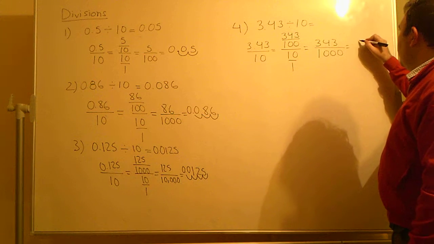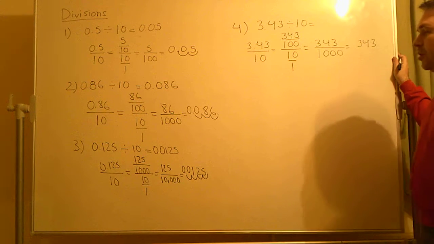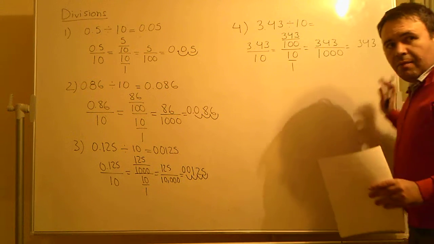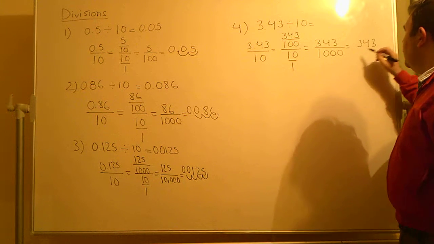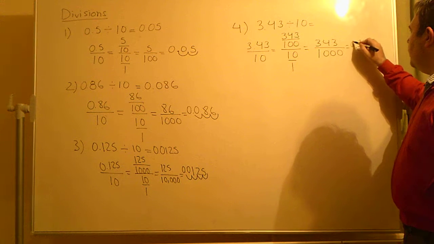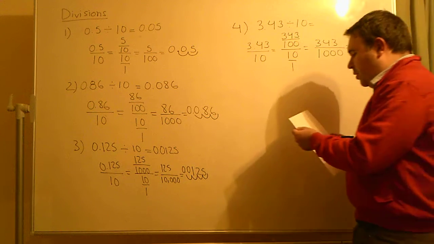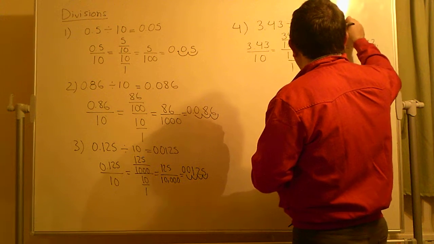And then we will have 343, and we need to count how many places we need to move the decimal point to the left. So how many zeros do we have? 3. So 1, 2, 3. So this will be 0.343.